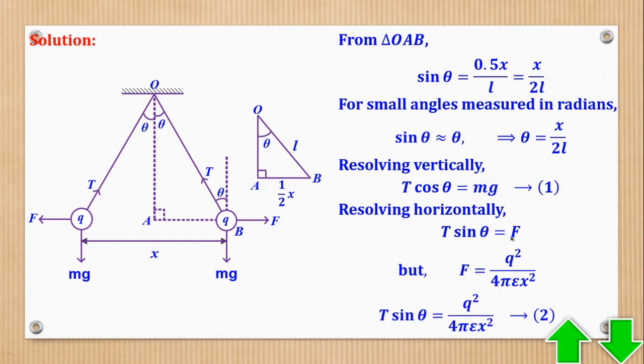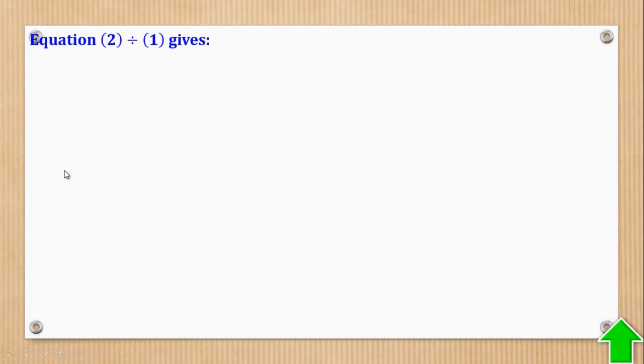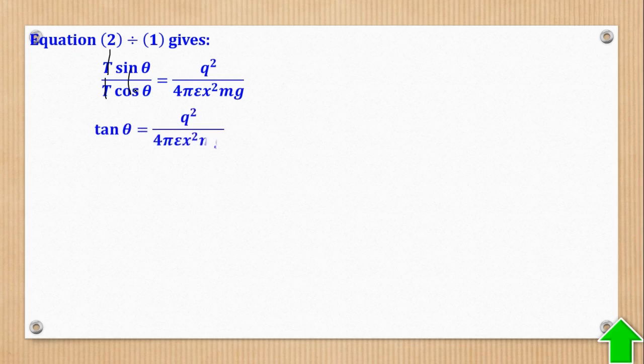So when I substitute where there is F, I'll put there that value of F to give you equation 2. So I have two equations. There is this and there is also this. Now when I divide the two equations, I'll come up with that. Then this and this cancels, this and this gives you tan theta, to give you that expression.